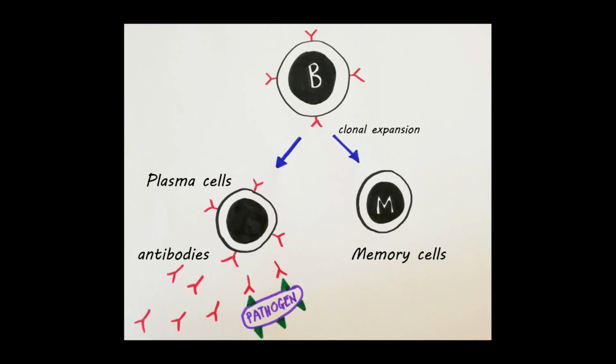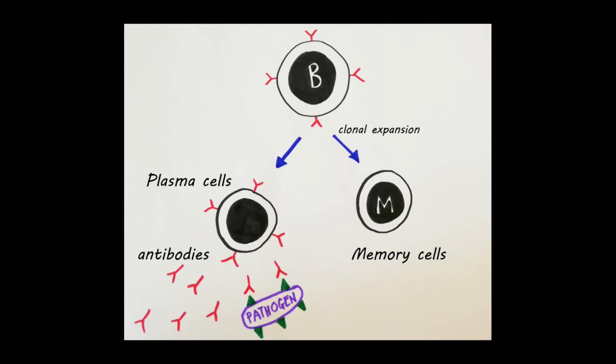When B cells are activated, they clone themselves in a process called clonal expansion, producing many plasma cells and also memory cells. Plasma cells make and release antibodies that are specific to the invading pathogen. They attach to the surface of the pathogen and destroy it, or they can clump several pathogens together so that a phagocyte can ingest large numbers at a time.